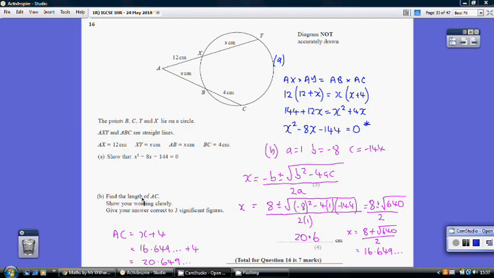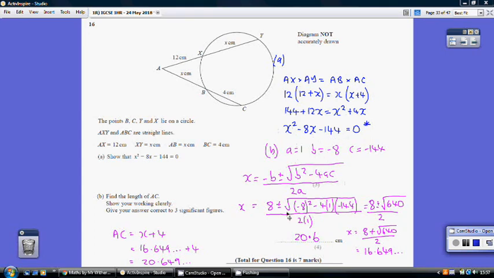Part B, find the length AC. Now, in order to work out the length AC, we're going to need to know what x is. So we need to start off by solving this quadratic from part A. So I'm going to use the quadratic formula, which is given. So A is the coefficient of x squared, which is 1. B is the coefficient of x, which is minus 8. And C is this number here, which is minus 144.